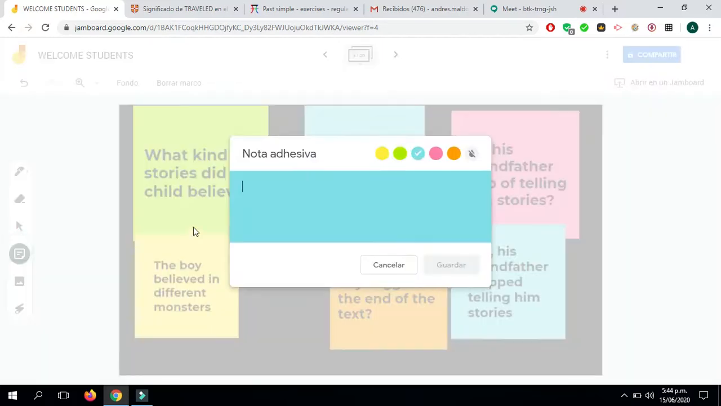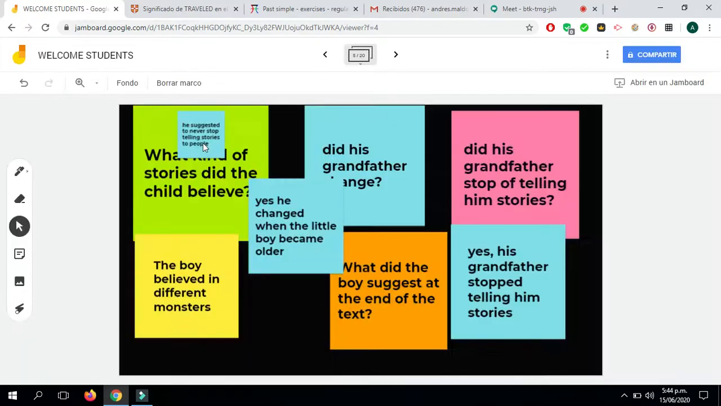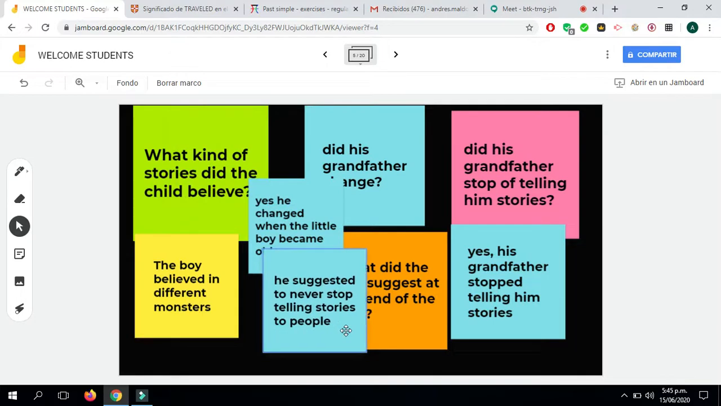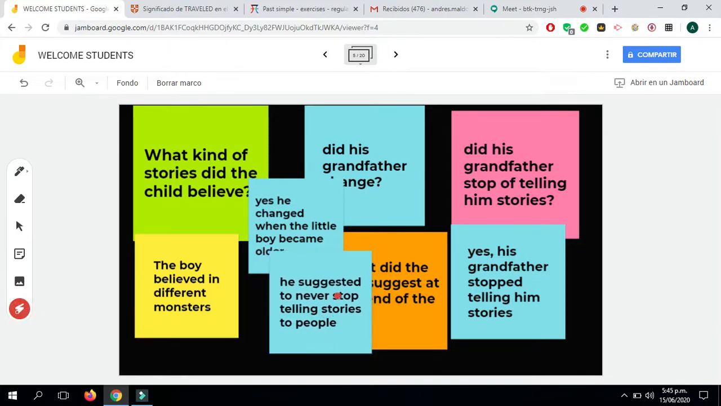So you say, he suggested to never stop telling stories to people. An indirect suggestion, una sugerencia indirecta que hace el chico, or reflection is, he suggested to never stop telling stories to people. Él sugería nunca parar de contar historias a las personas, because it's really important, because we have a boy inside, okay?